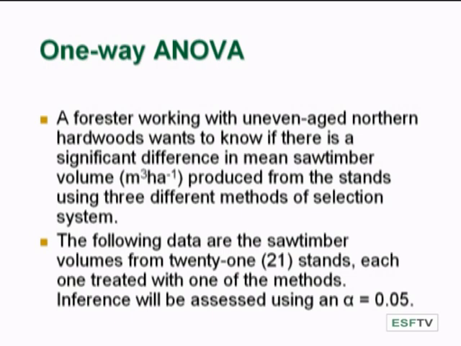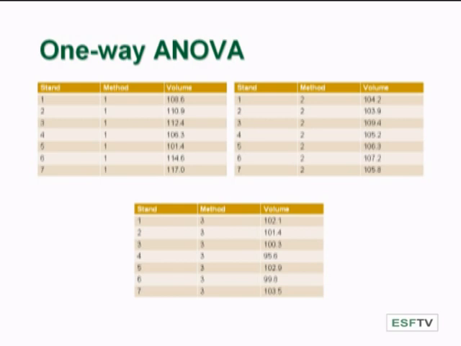On the next slide, you're going to see the actual raw data from the 21 stands. Our inference will be assessed using an alpha of 0.05. Here's the data. Notice that I have it listed by stand, method, and then volume. This is our response variable. This is what we measured. So we have 3 treatments, 3 different populations, and we've measured the volume from each of these different treatments. When you enter this in Minitab, you're just going to have 3 columns. You're going to stack all of your data.